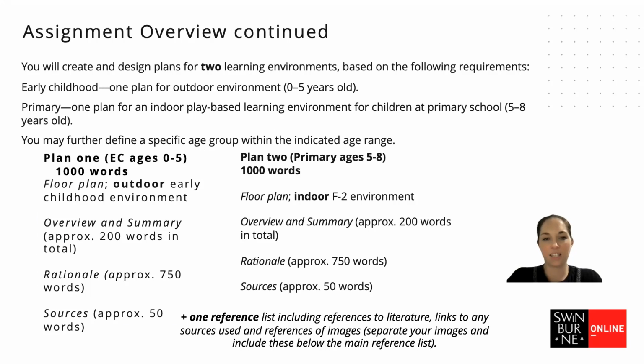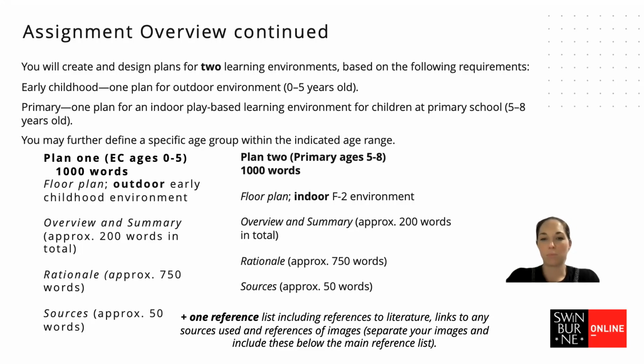So as you can see here, this is just a way to break down the word count for you. We've allocated roughly 1,000 words to each plan: 1,000 words for the early childhood and 1,000 words for the primary age plan. Have a read along down the left now. Early childhood is an outdoor environment, so we suggest that you give an overview and summary, about 200 words, of the environment. You'll spend about 750 words on your rationale and about 50 words on your sources.